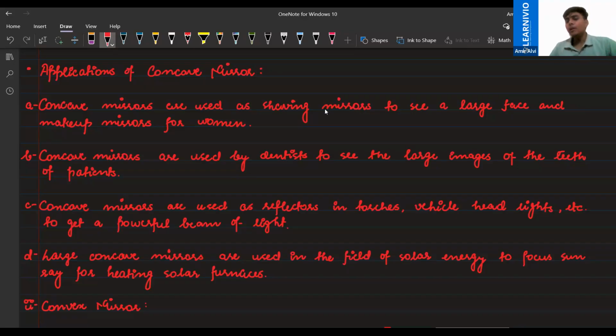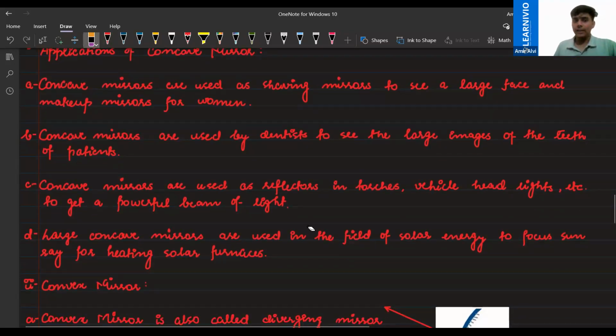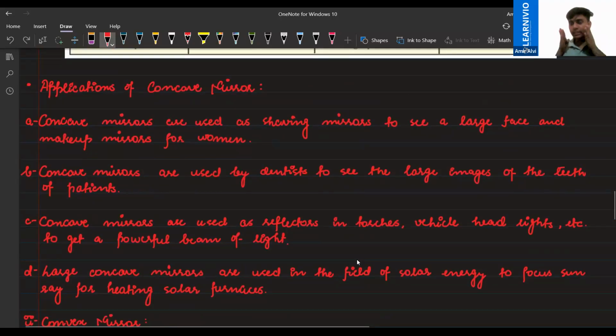Next, concave mirrors are used as reflectors in torches and vehicle headlights to make a powerful beam of light. Concave mirrors can form a powerful beam of light. You must have seen that when you switch on a vehicle headlight, you see a very straight beam of light going like this. Yes or no? Yes, sir. We'll discuss that.